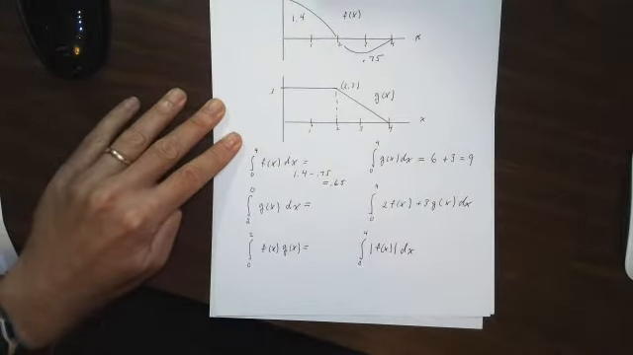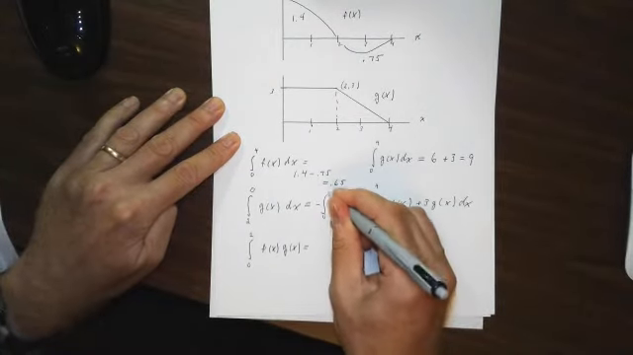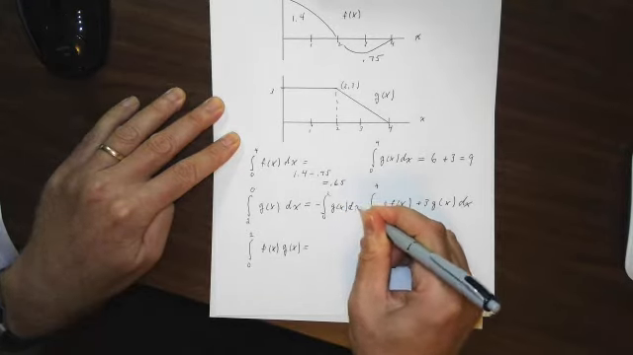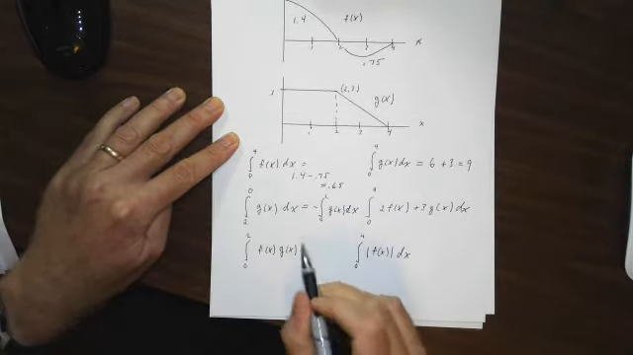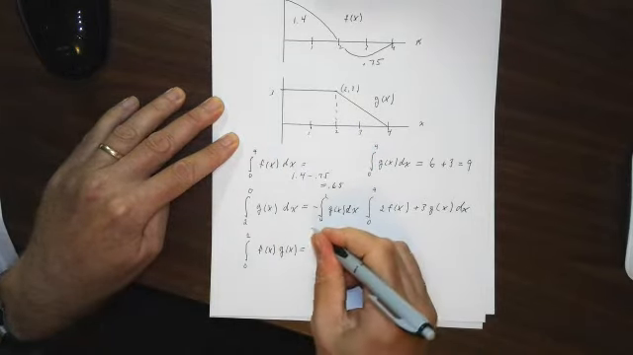So if we go back, we can write this as negative the integral from 0 to 2 of g of x dx, kind of running out of space here. And that's equal to minus this, which is minus 6.